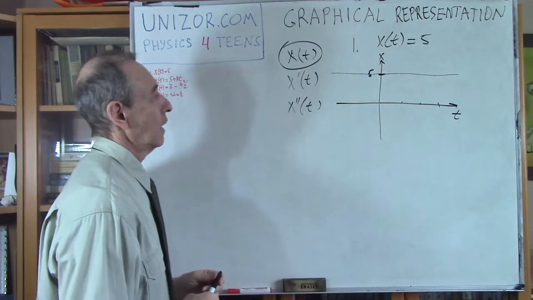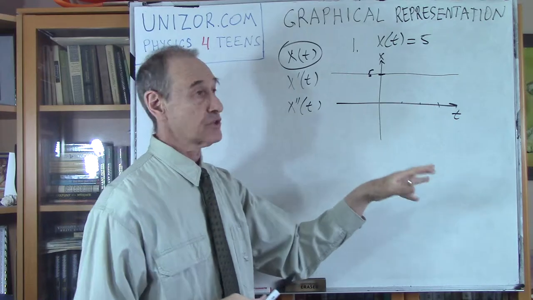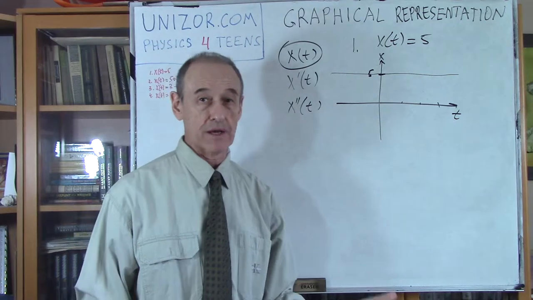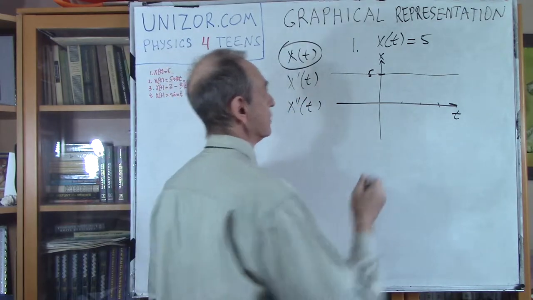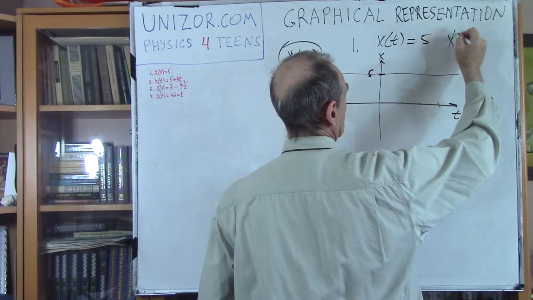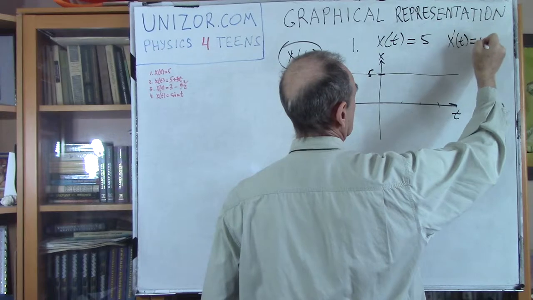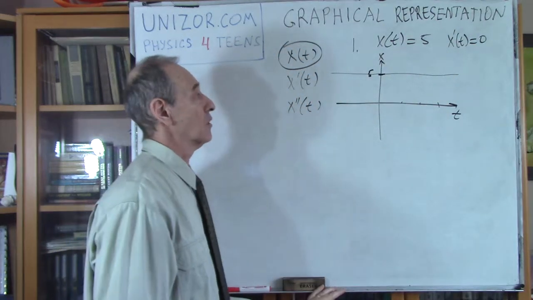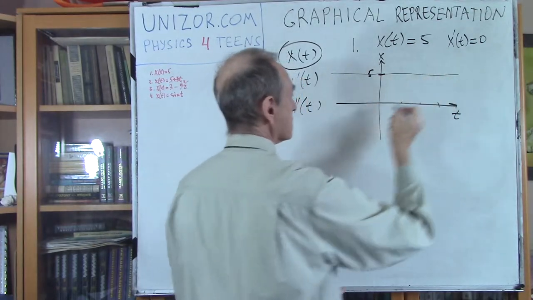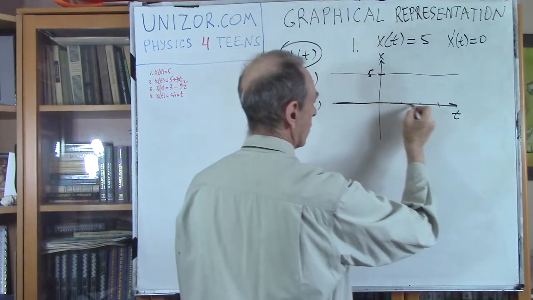Now, on the same graph, I can actually represent how the speed looks like. Well, since the first derivative is equal to 0 because it's a constant, right? First derivative of the constant is 0. My graph of the velocity is always here, 0.